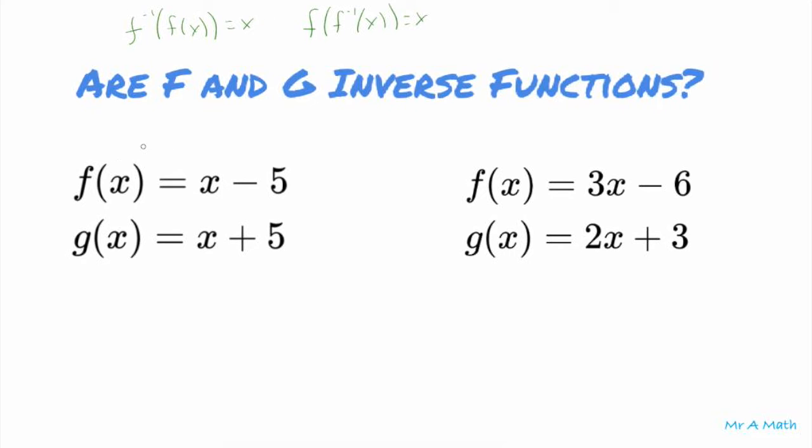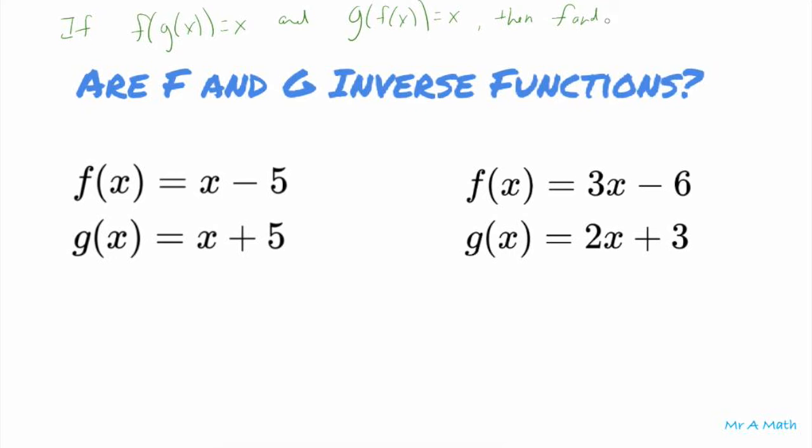Well, in this situation, I don't have f and f inverse, I have f and g. So we're going to rewrite this in one way. Instead of saying f and f inverse, we're going to say f of g of x has to be equal to x. We're going to say that if this is true and g of f of x is equal to x, then f and g are inverses. So we just have to test this out. Let's go ahead and do each one.